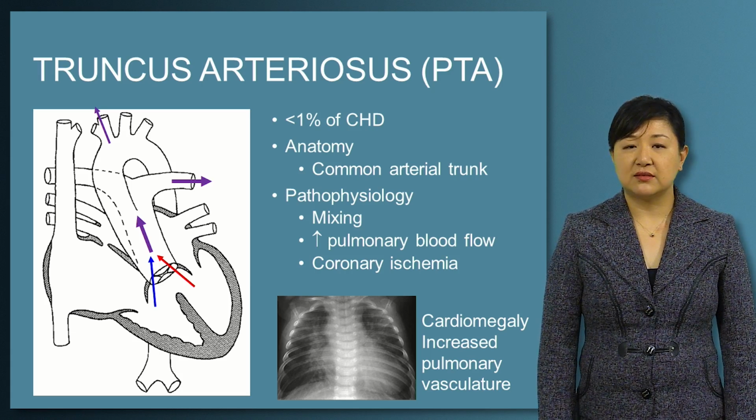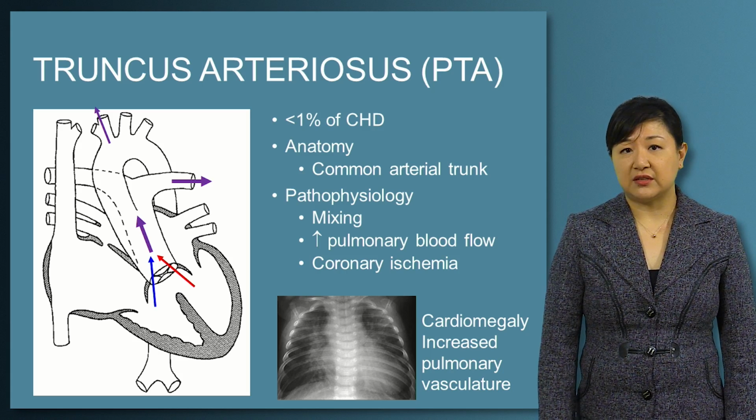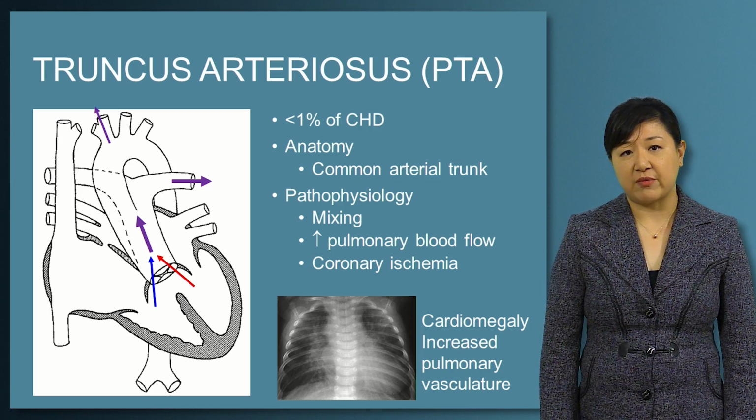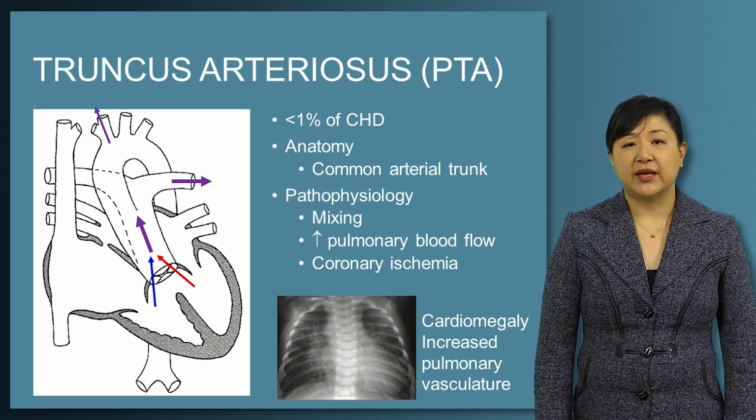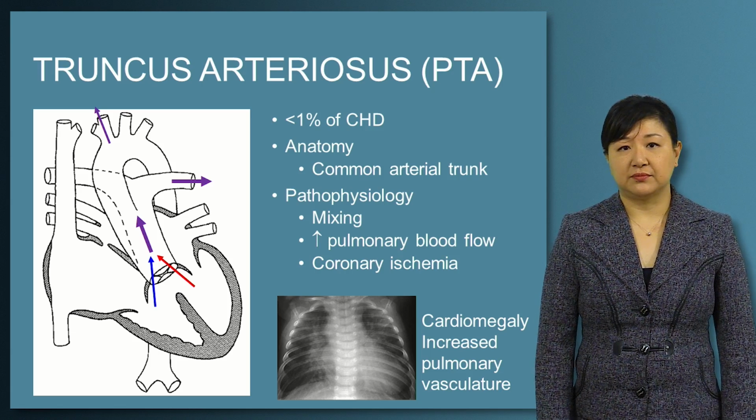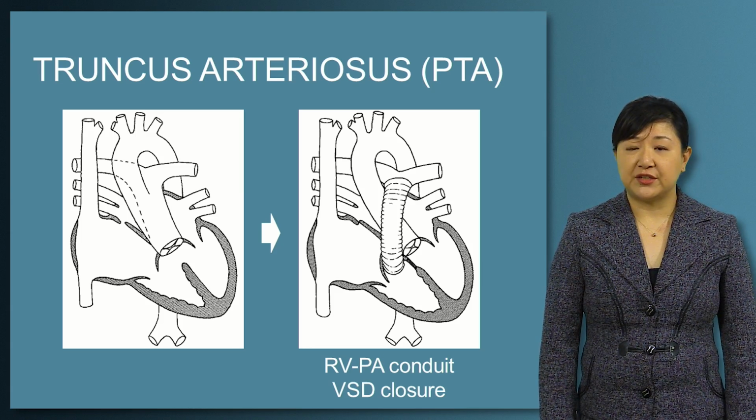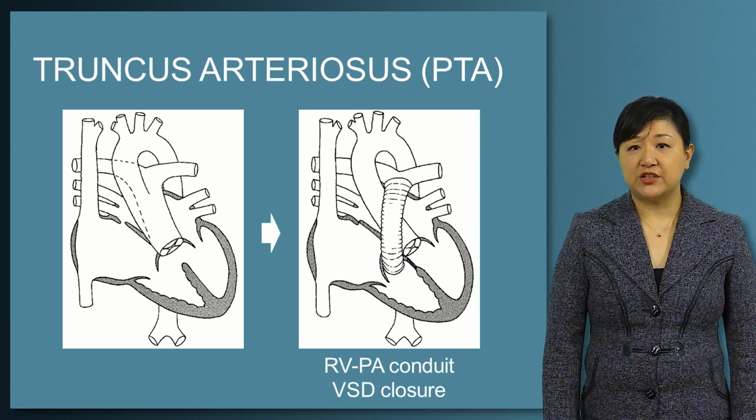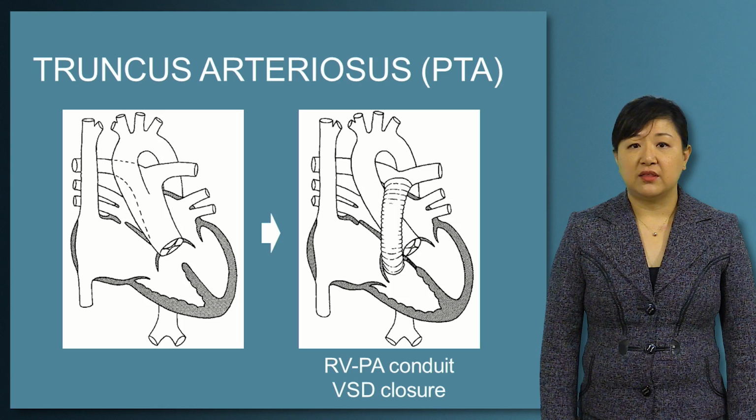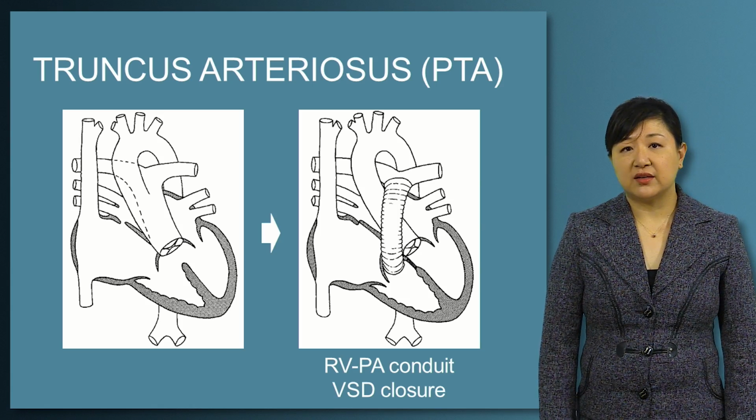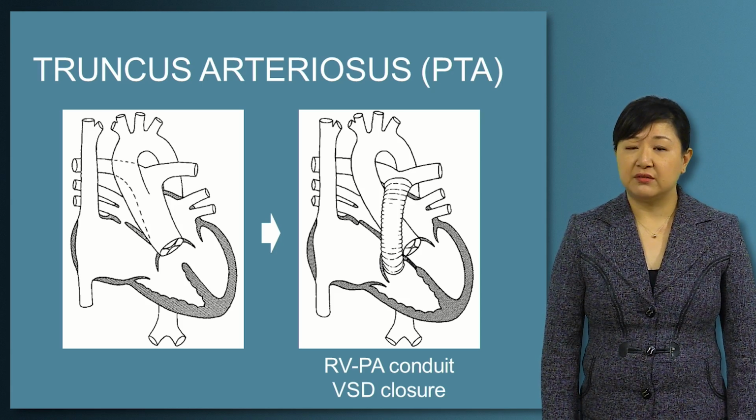As more blood goes to the lungs, there's less blood available to go to the coronary arteries, and you can have coronary ischemia due to steal and develop ischemic cardiomyopathy. Typical chest x-ray finding is cardiomegaly, big heart, and increased pulmonary vascular markings. Corrective surgery includes separating the two circulations. So here we have an RV to PA conduit, an artificial tube that takes the place of the main pulmonary artery. Then the truncal valve and the main trunk is used as the new aorta, and the VSD is closed. So here you can see the separation of the two circuits.